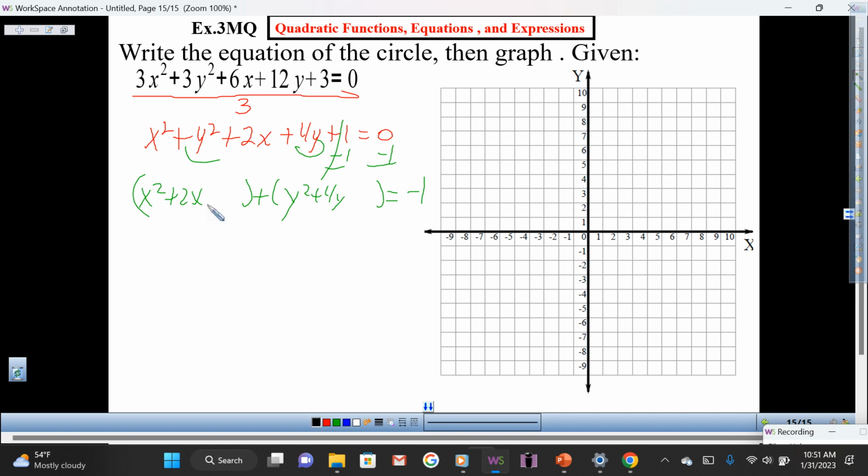Help me complete the square, please, William. Plus what? Squared. How about this one? So, 2 over 2 squared, 4 over 2 squared. So we end up with x squared plus 2x plus 1, y squared plus 4y plus 4.